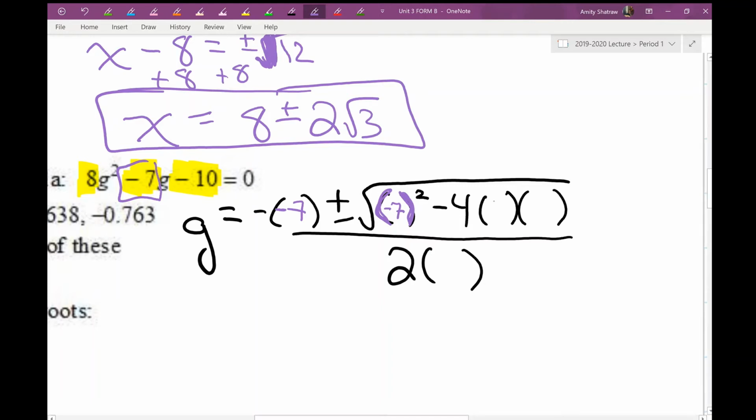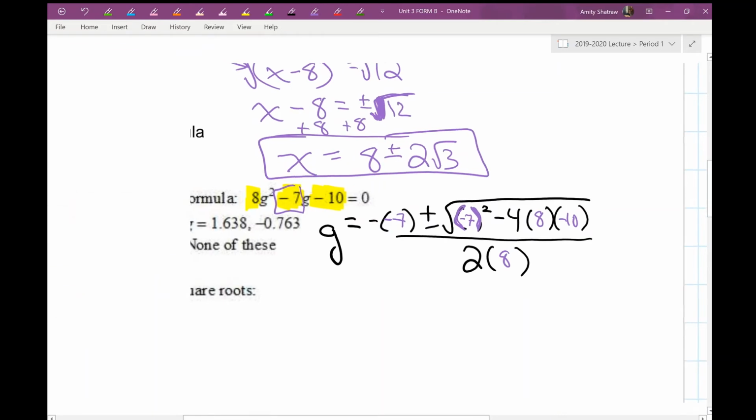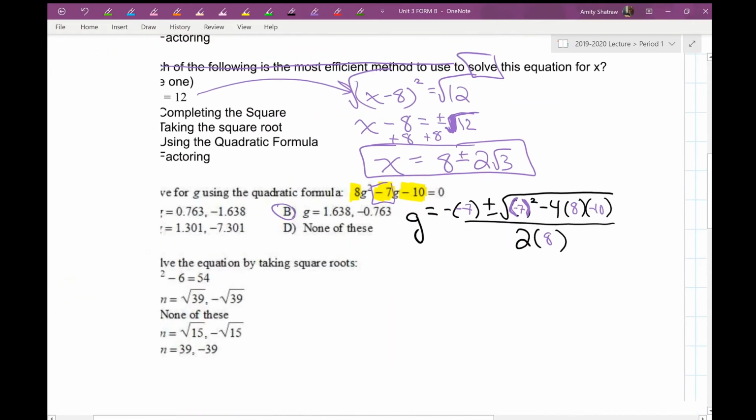Okay? A was 8 and C was also, hey, right there, there was your last time that you might have forgotten to put a negative sign down. Put all of that into the calculator and you would get B as the correct answer.